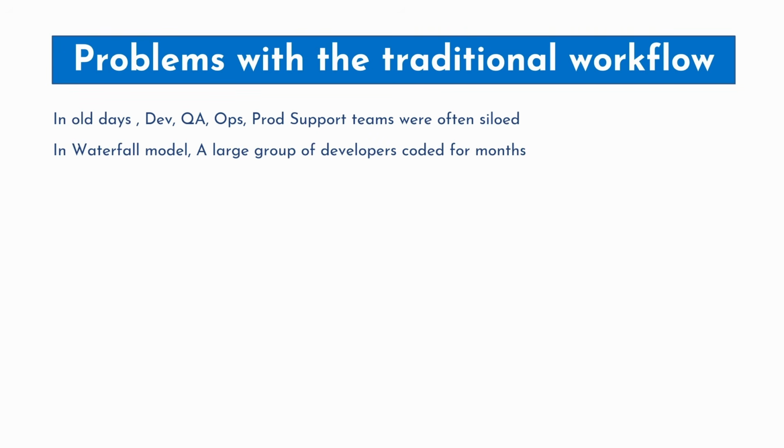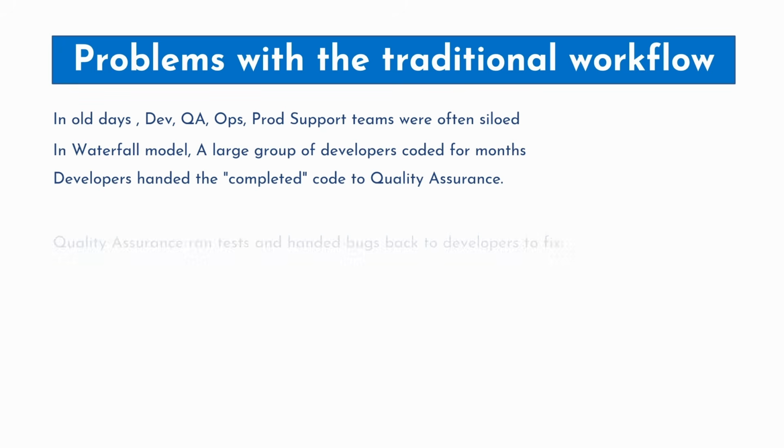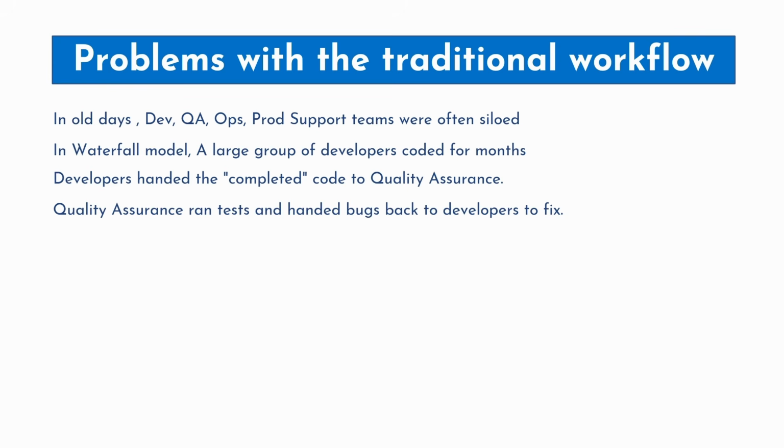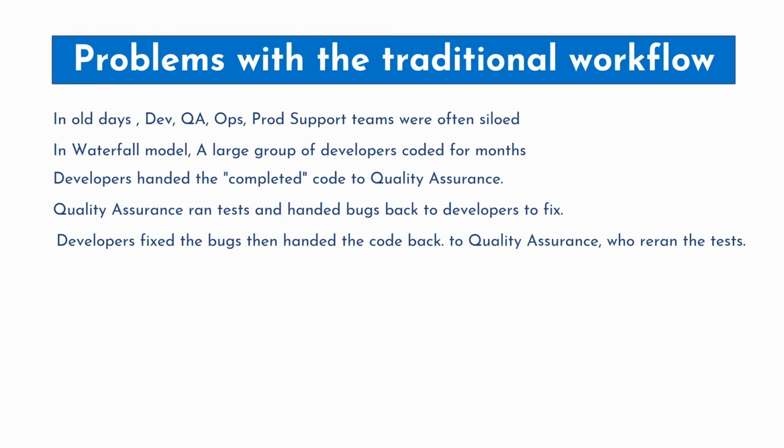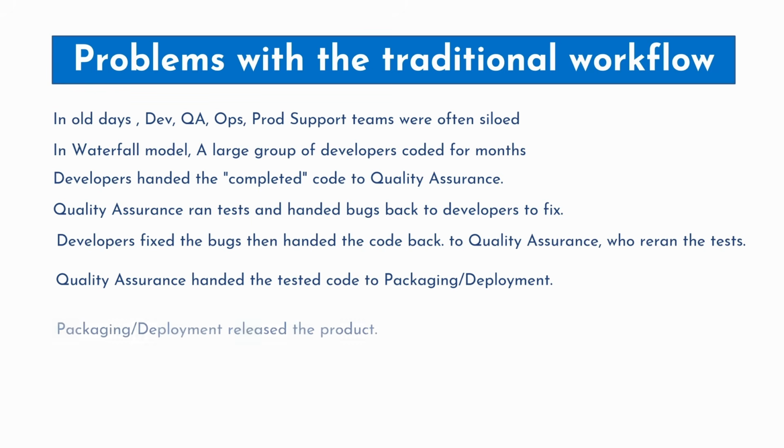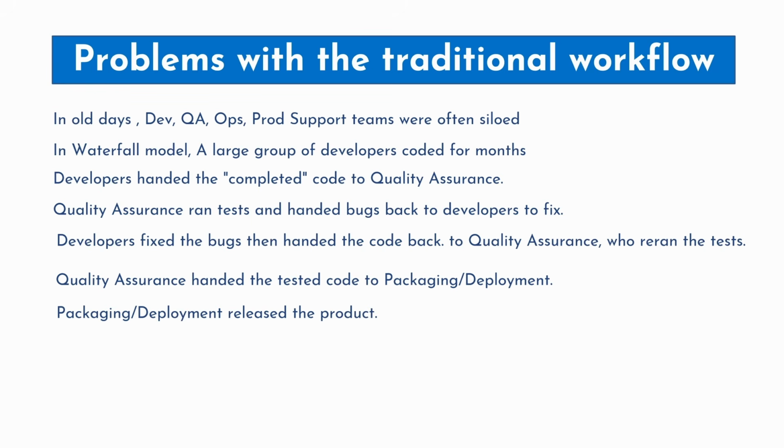A large group of developers coded for months and they handed the completed code to quality assurance for testing. Quality assurance then ran tests and handed bugs back to the developers for a quick fix. Then developers fixed the bugs and handed the code back to quality assurance, who reran the tests. Quality assurance then handed the tested code to the packaging or deployment team or prod support team for deployment into production. And then they release the complete product all at once.